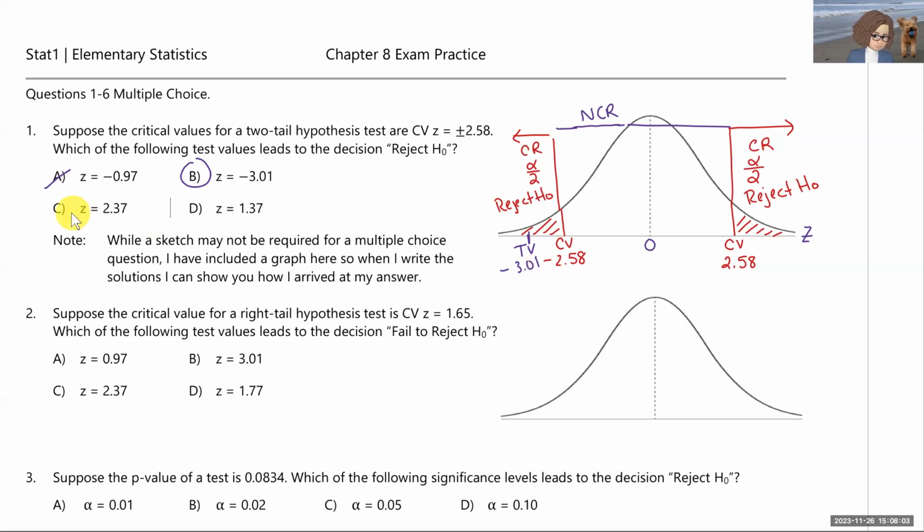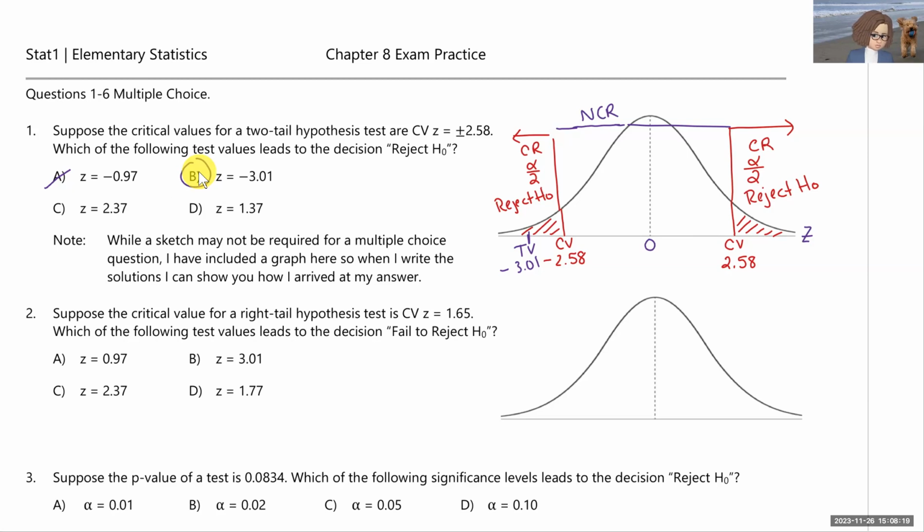And then we'll just eliminate these just to make sure. So 2.37 would not make it into the critical region and 1.37 would not. So that is our only value in the critical region, and then we reject H0.